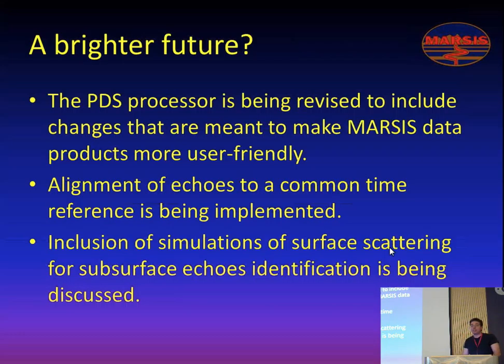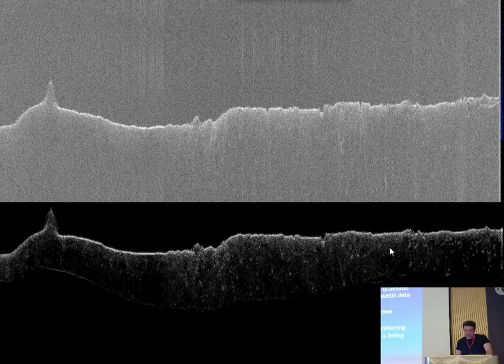Those simulations that I showed before are extremely expensive from the computational point of view. It took us more or less one year of work to get them done, at least so far, for all observations from the beginning of the mission up to early this year. So it's something that the common user cannot do and which is really necessary to interpret the data.